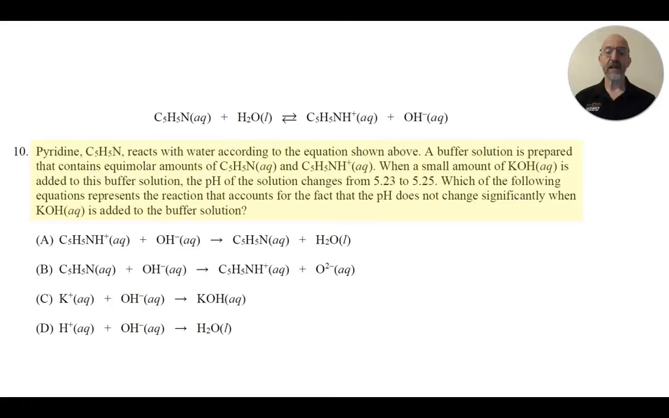A buffer solution is prepared that contains equimolar amounts of the weak base, pyridine, C5H5N, and its conjugate acid, the pyridinium ion, C5H5NH+. And when a small amount of potassium hydroxide, which is a strong base, is added to this buffer solution, the pH of the solution changes from 5.23 to 5.25. Which of the following equations represents the reaction that accounts for the fact that the pH does not change significantly when potassium hydroxide is added to the buffer solution?